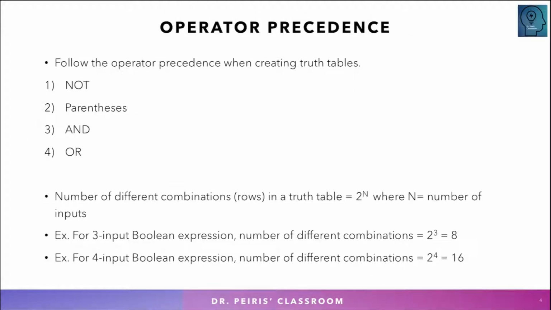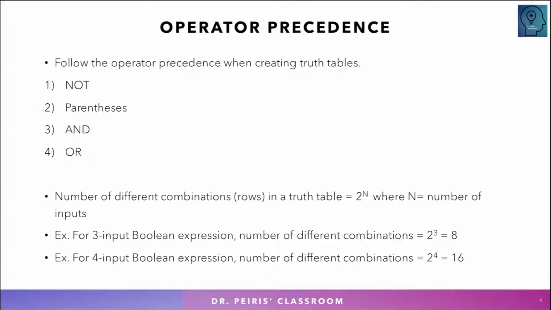So what is the operator precedence that we need to follow when we create truth tables? The first thing we need to do is the NOT. Always do the complement if you have any variables which are complemented. Then do the parentheses, always complete the parentheses. Then we do the AND first, and the last step is to do the OR.